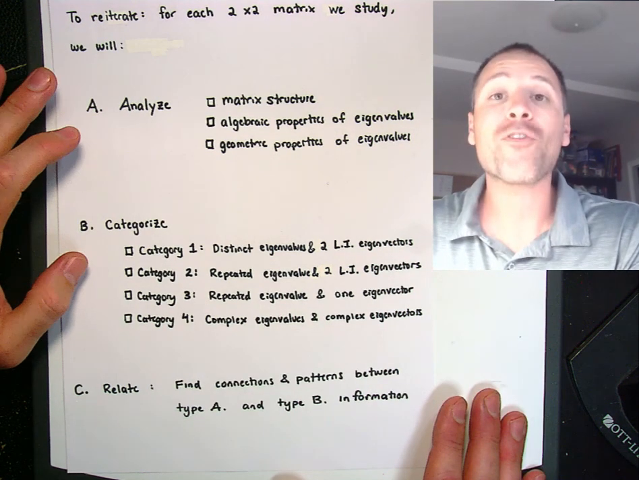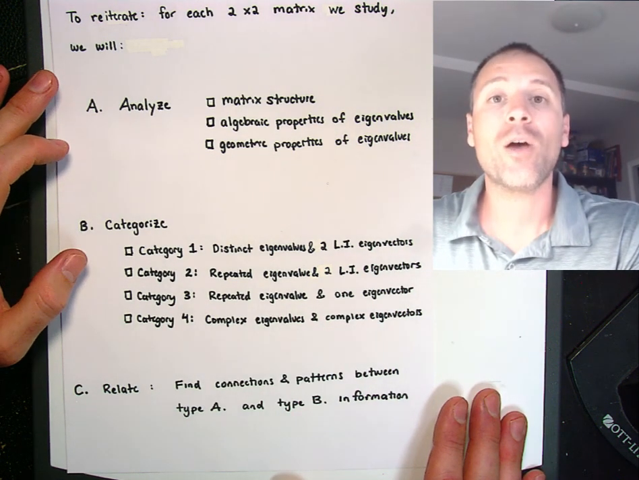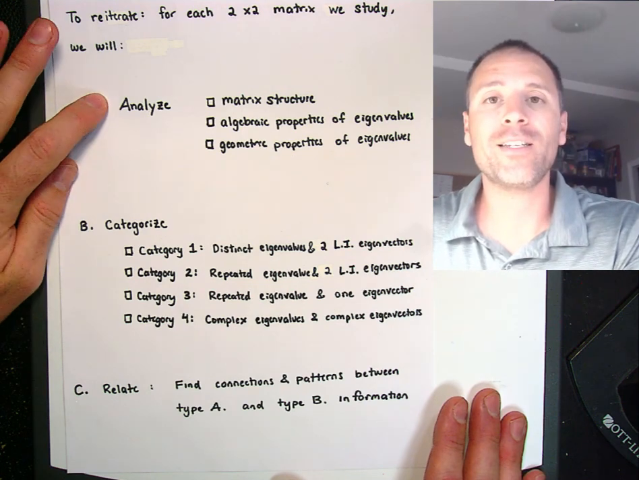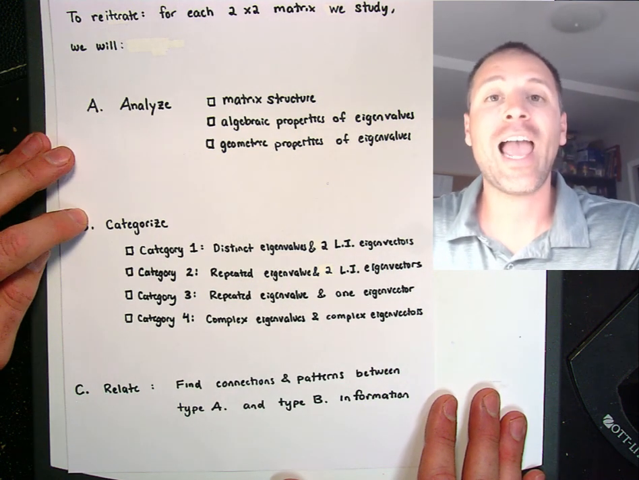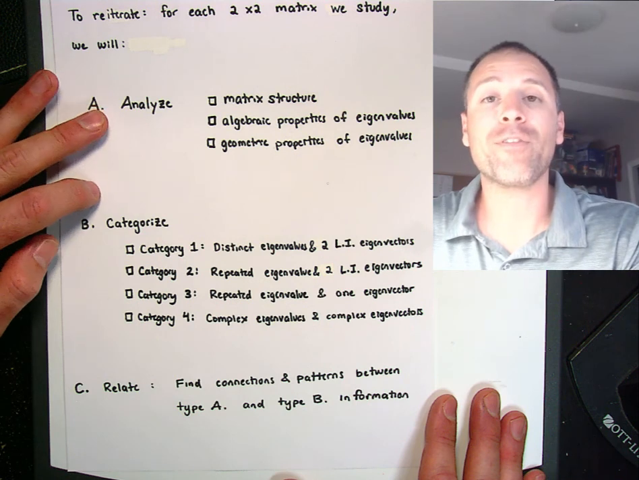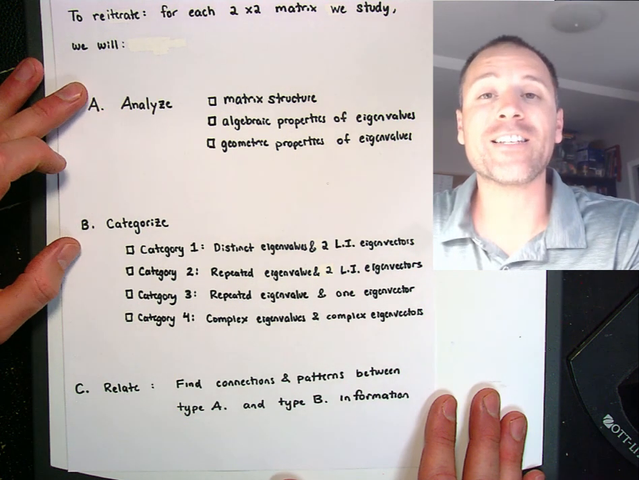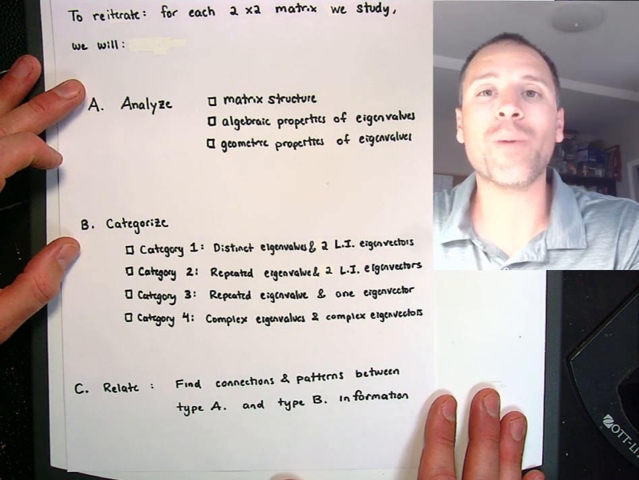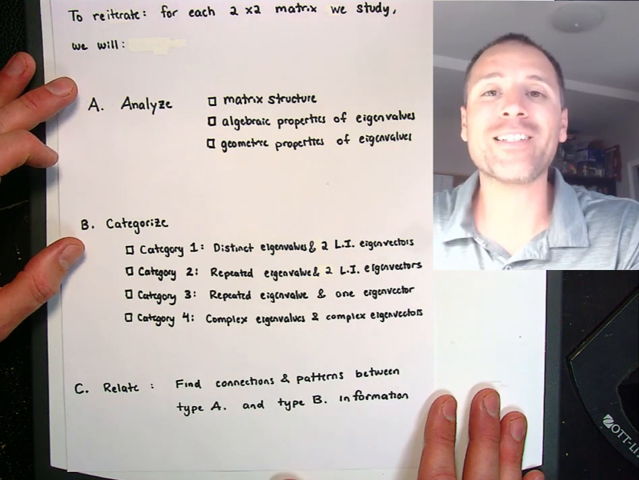With that in mind, for every matrix that we study, please focus on analyzing, categorizing, and relating that type of information so that we can get a sense of how eigenvalues work in the 2 by 2 case. We will start that process in the next video.